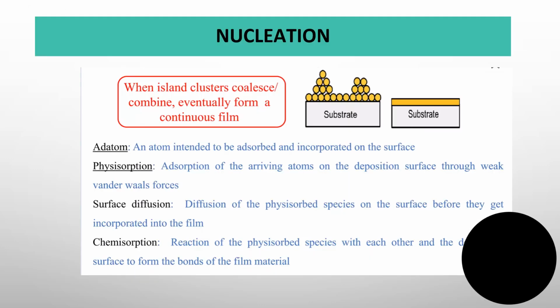So based on that, you have to understand the four terms that we are going to use throughout this surface engineering subject. Okay, the first one is an adatom. What is an adatom? It is an atom intended to be adsorbed and incorporated on the surface. Physisorption is the adsorption of the arriving atoms on the deposition surface through weak van der Waals forces. Surface diffusion is diffusion of the physisorbed species on the surface before they get incorporated into the film. And the last one is chemisorption, where the physisorbed species react with each other and the surface to form the bonds of the film material.